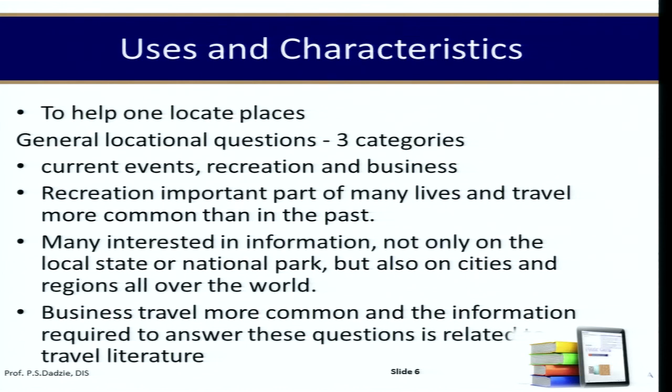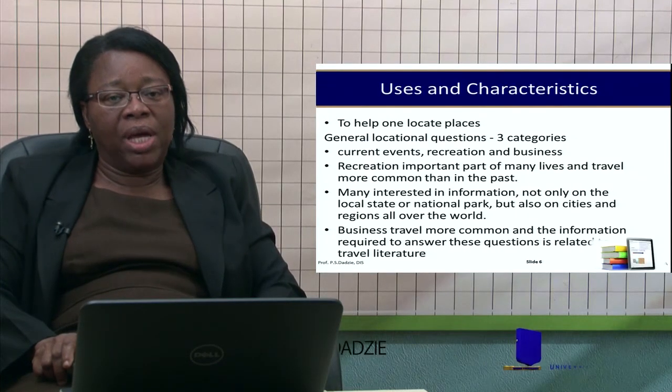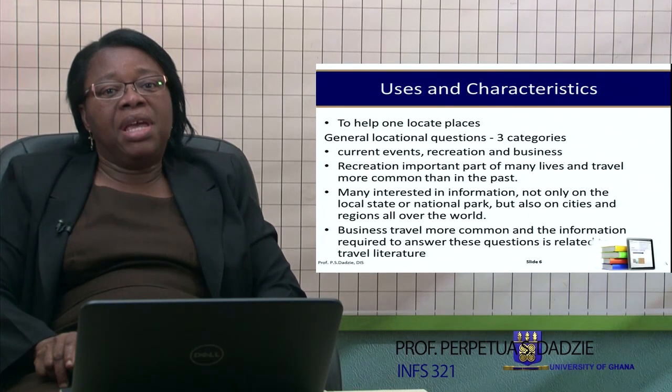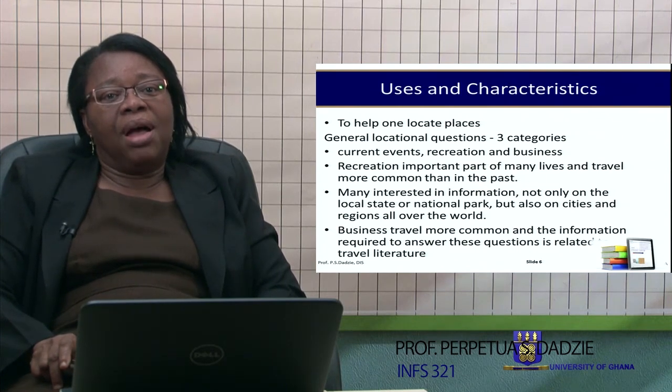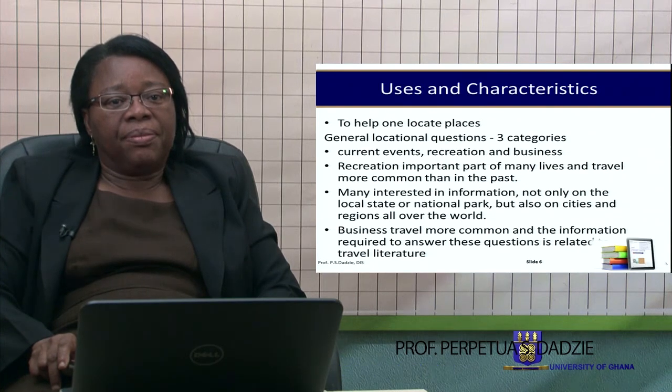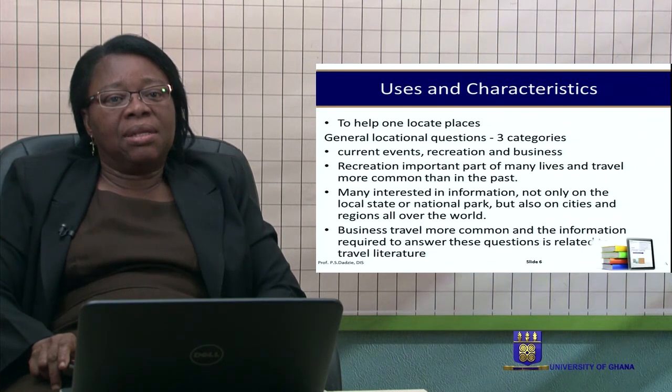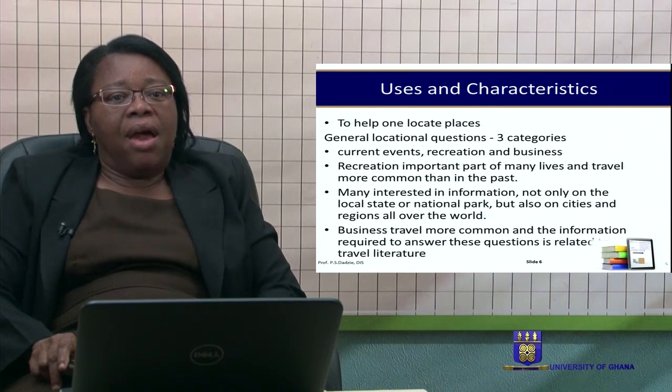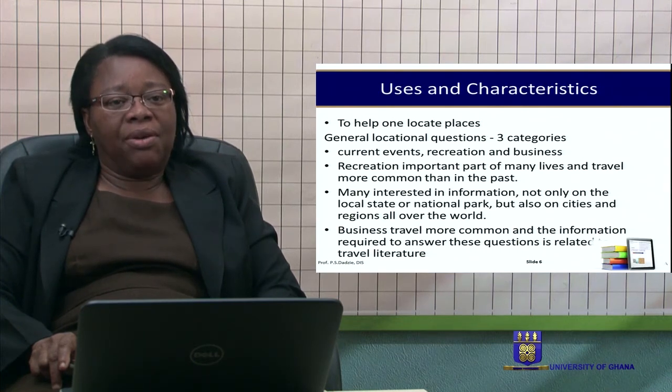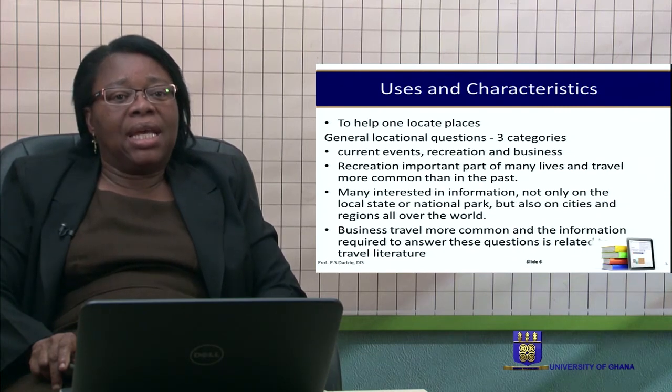Now, when we talk about the location of places, we have three main categories of locations. We locate current events. We also locate for recreational purposes. We also locate for businesses. Now, current events. Maybe there's an earthquake in a particular country. You don't know that particular country.